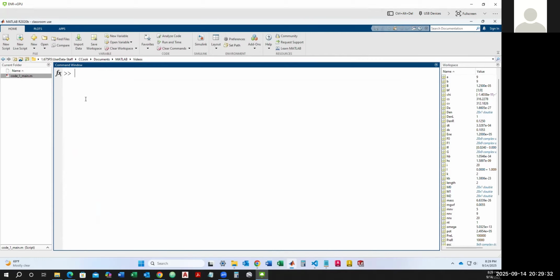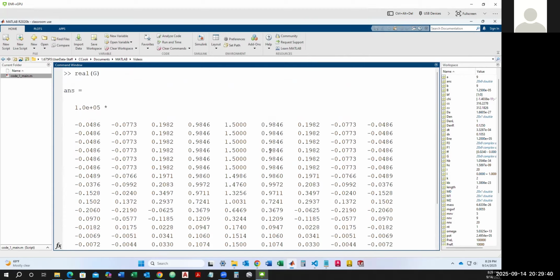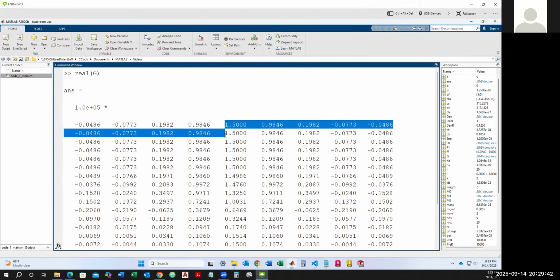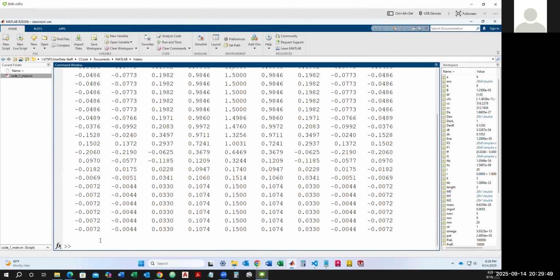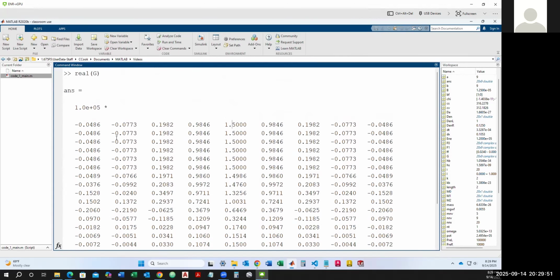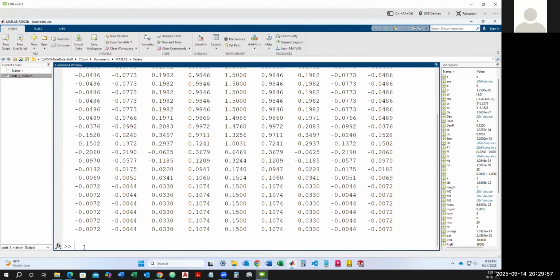If I do real part of G, here are my updated moments in this middle column. Everything else is virtual, whatever that means.